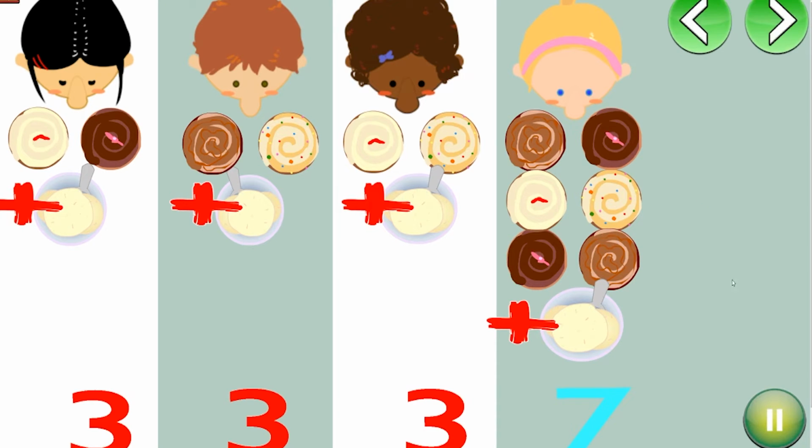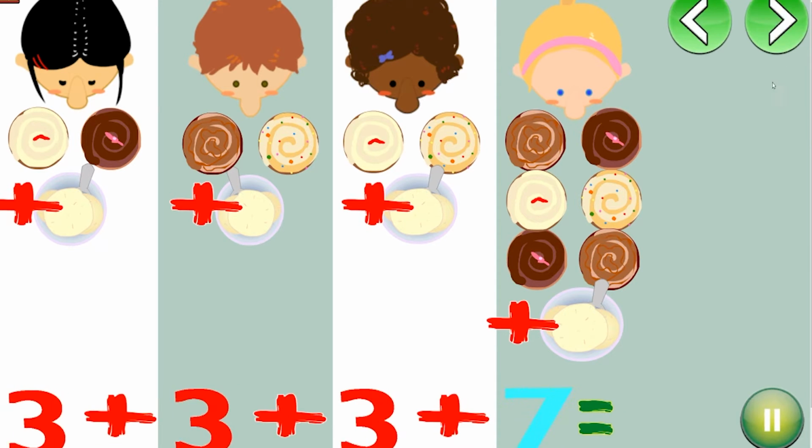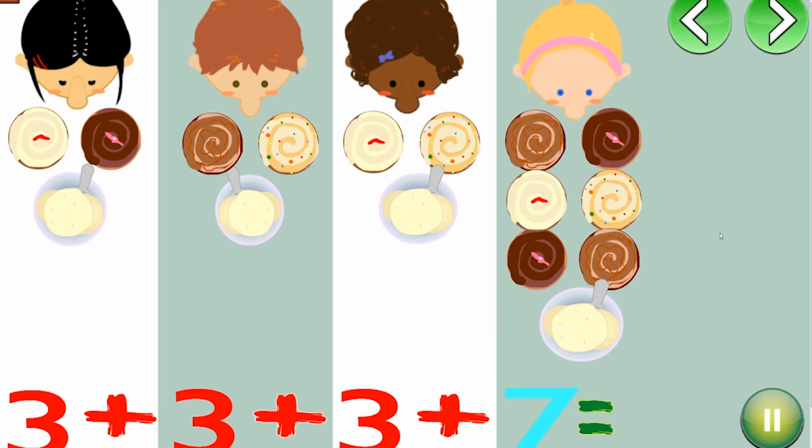How many items do all the children have in total? The correct answer is May has 3 items, Tom has 3 items, Natalie also has 3 items, but Tori has 7 items. The total is 3 plus 3 plus 3 plus 7 equals 16.